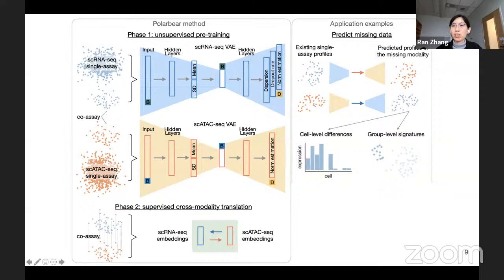Once we train the Polar Bear model, we can apply it in the scenario where we predict the missing domain profiles. Based on the existing single assay profiles, we can couple the encoder of this known modality with the decoder of the missing modality, together with the translation layer we learned, so that we can make predictions on the cellular profiles in the missing domain. With that, we can generate interesting hypotheses, for example, cell level differences or group level signatures for the genes and peaks.